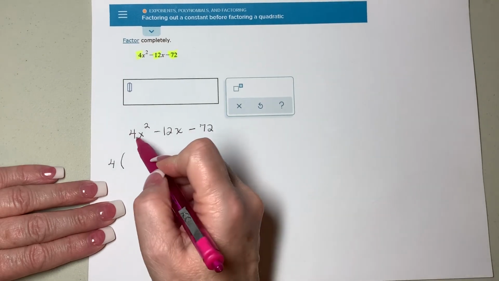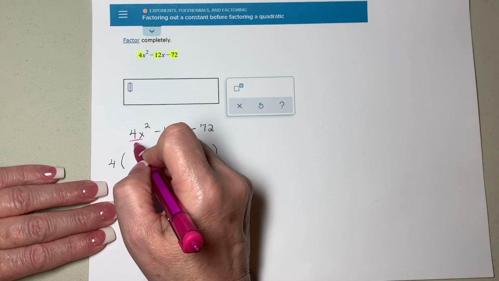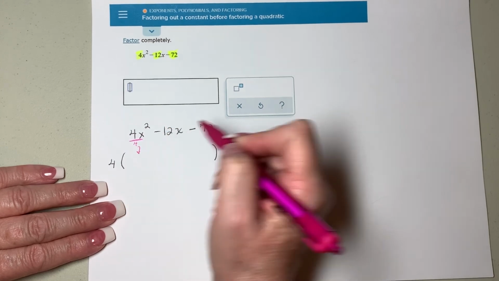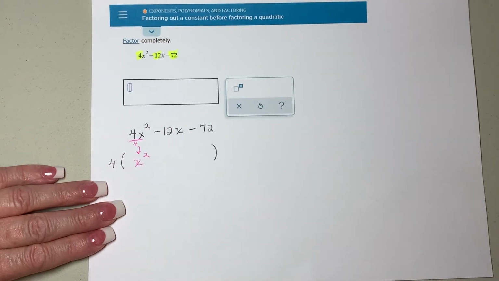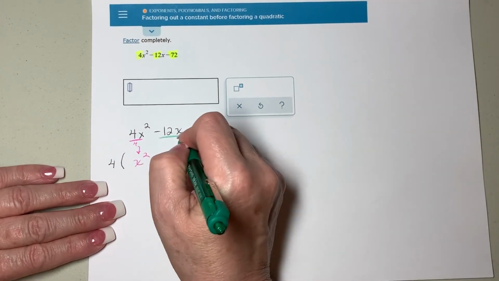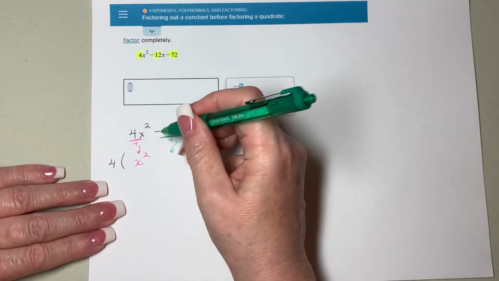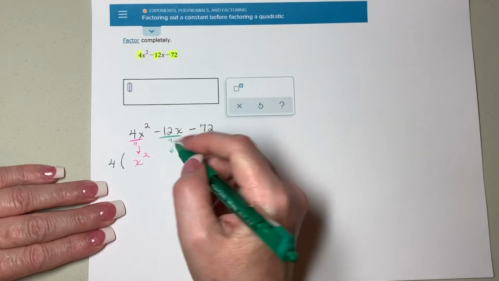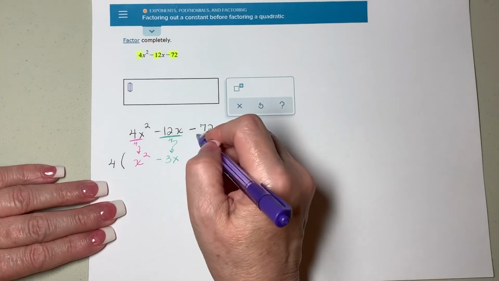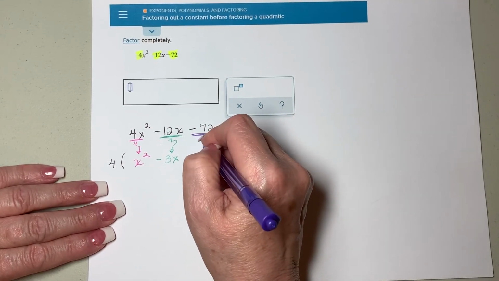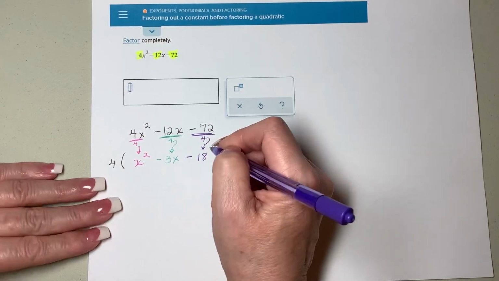So I'm going to be like, okay, 4x squared. And in my head, visually, I'm thinking, what is 4x squared divided by 4? That's what's going to go right here. And 4x squared divided by 4 is just an x squared. Then I'm going to take my minus 12x and divide it by 4. And whatever I get is going to go here. Well, negative 12x divided by 4 is a negative 3x. And then I'm going to take my minus 72 and divide it by 4. And negative 72 divided by 4 is a negative 18.